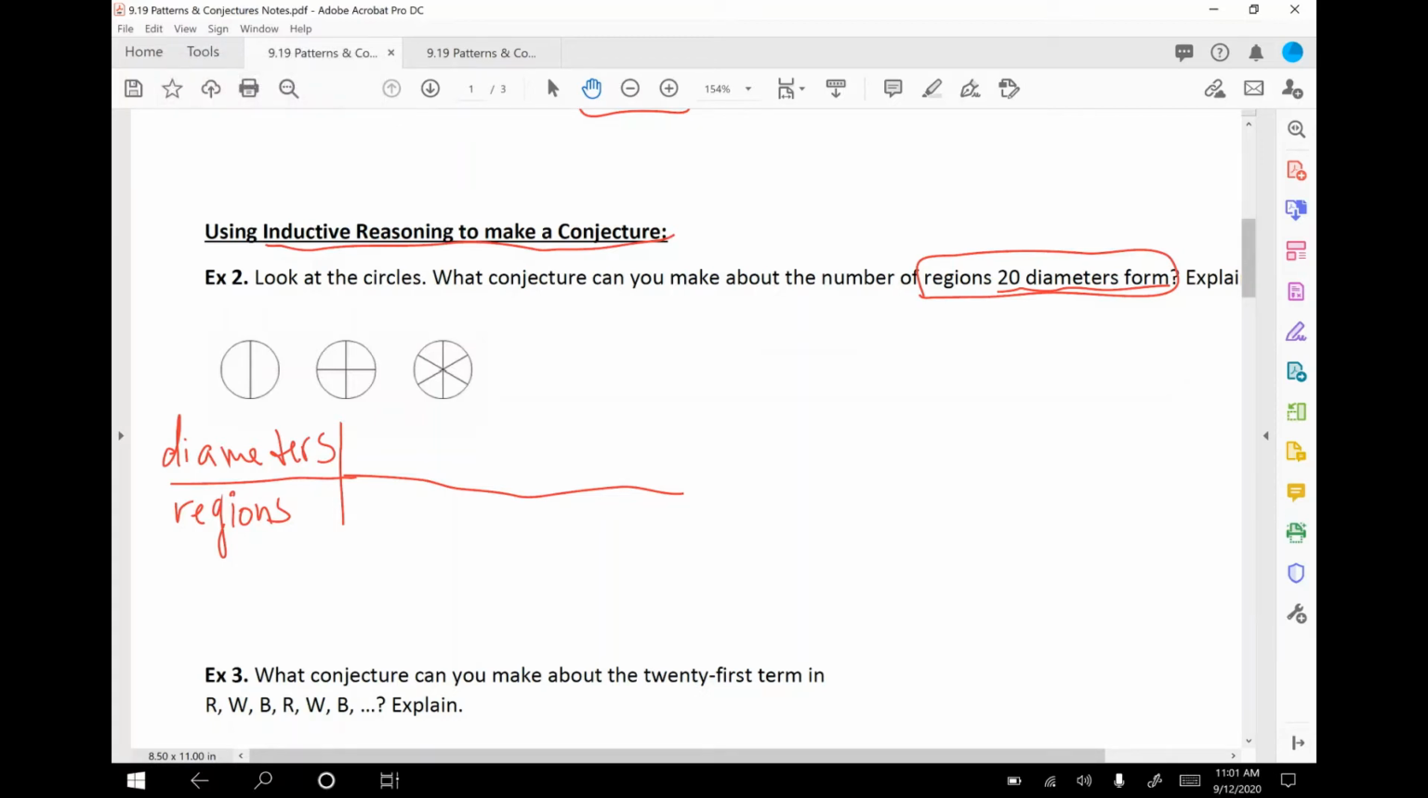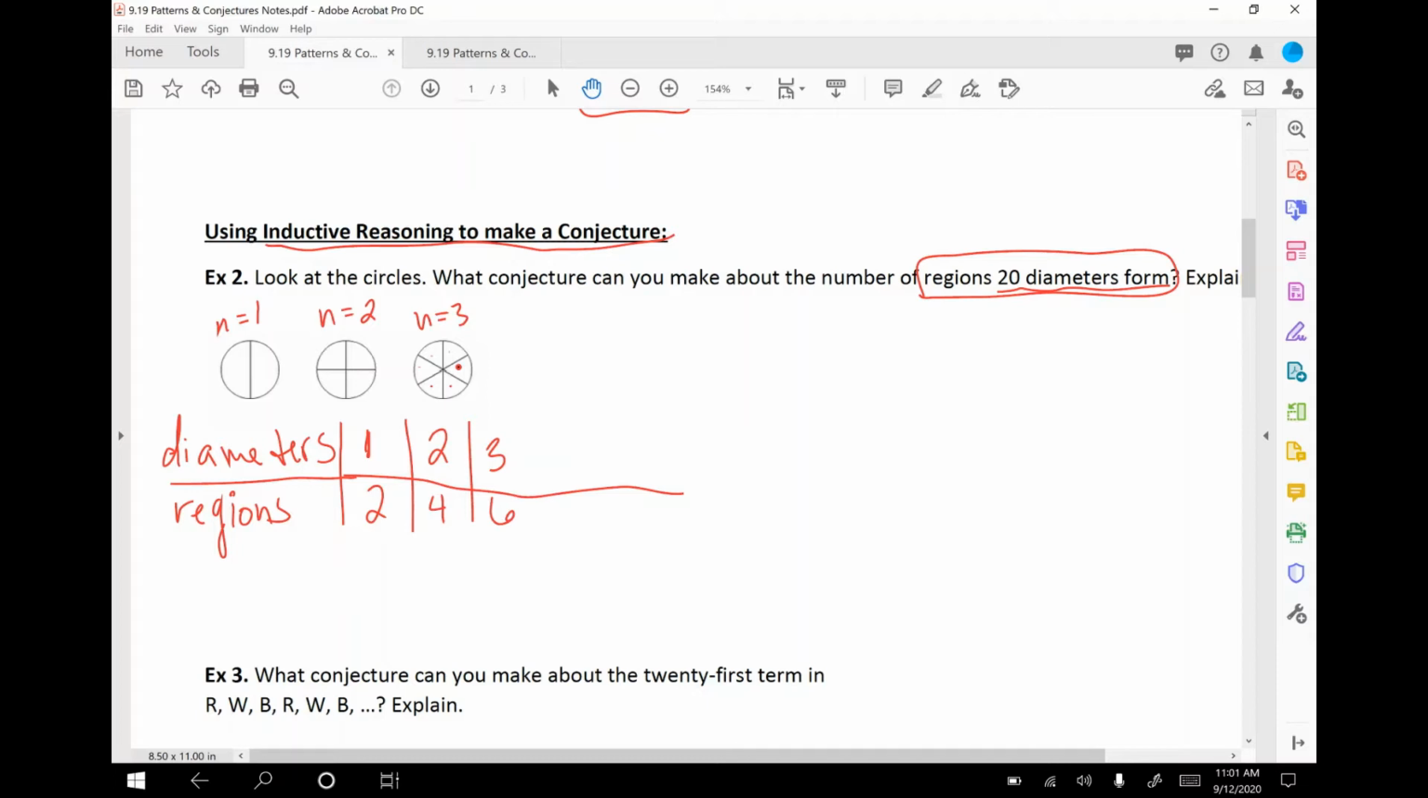Okay. So the first picture, how many diameters are there? This is n equals 1. I'm using n to count the number. There's one diameter. How many regions? It splits it into two sections. Now the number of diameters is 2, the vertical one and the horizontal one. How many regions? 4. And the next one, we have 3 diameters. There's 1, 2, 3, 4, 5, 6 regions. So 3 diameters creates 6 regions.